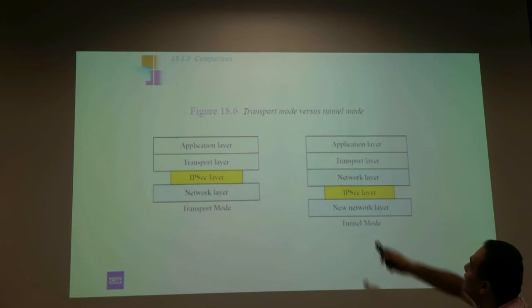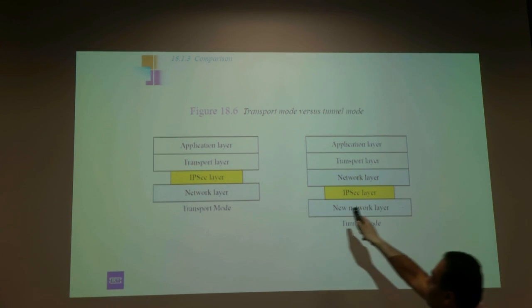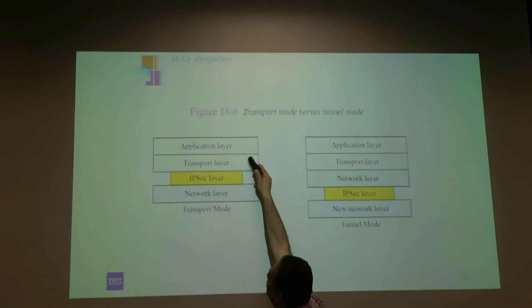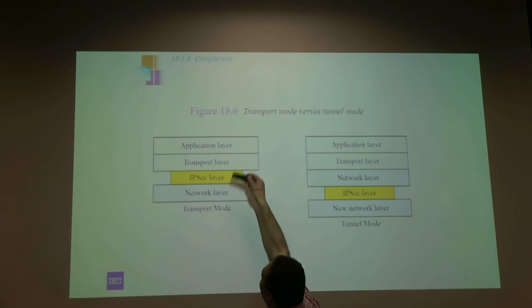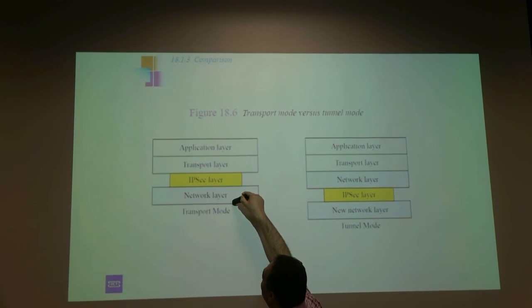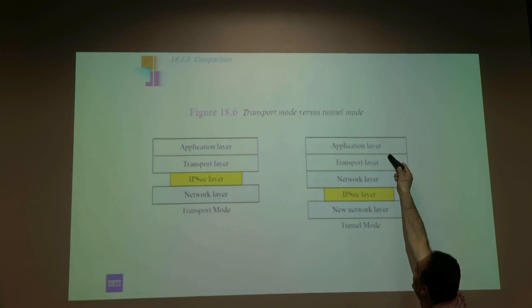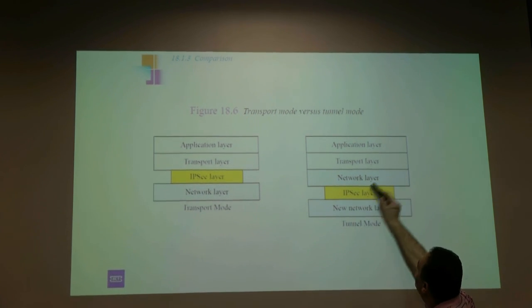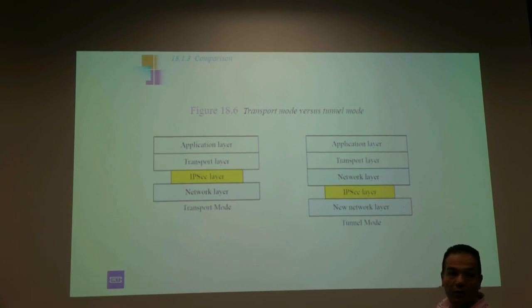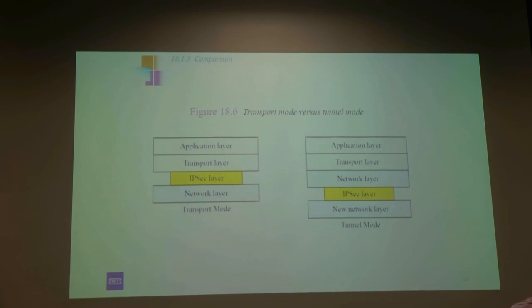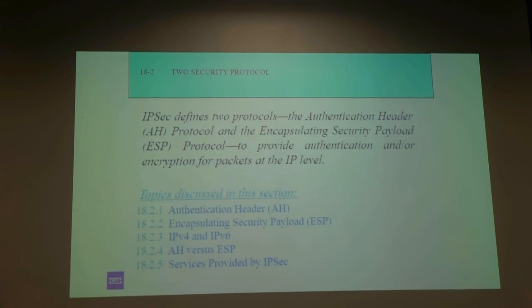So basically, what's the difference between transport mode versus the tunnel mode? In the transport mode, you have the application layer, you have transport, you create the IPsec layer, and you put everything in the network layer. However, in the tunnel mode, application, transport, the network layer, you create the IPsec, and then you have a new network layer because you have a new header. Like you added a new header, like a new transmission.